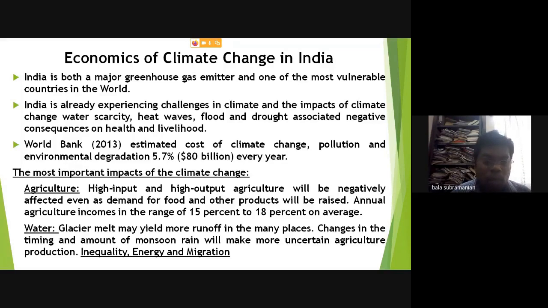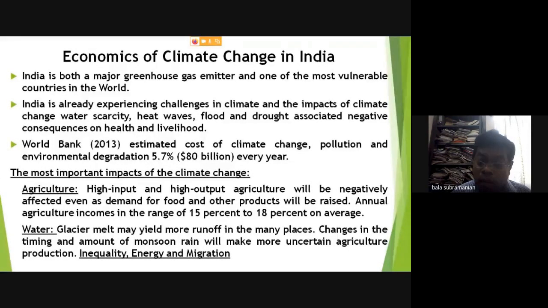So actually, the Economic Survey argues that high-input and high-output agriculture will be negatively affected, even as the demand for food and other products rises. So annual agriculture income, in the range of 15% to 18% on average, will reduce in future. So these are the major issues at present.